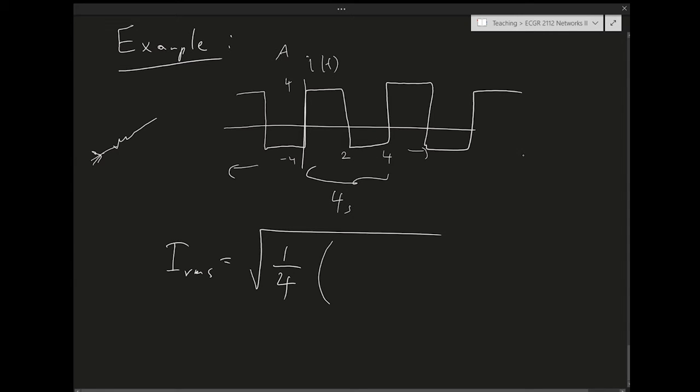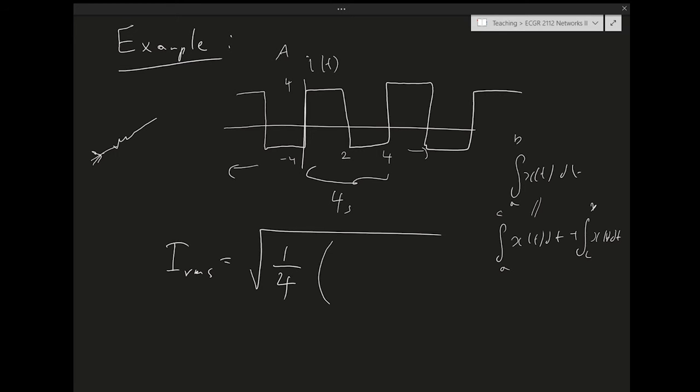Notice you can always divide the integral. So if I have x of t integrated from a to b, I can always divide it into subintervals. So I can go a to c x of t dt plus c to b x of t dt. This is a basic property from calculus, right? I can always divide the integral over subintervals, and those subintervals add up to the whole interval.